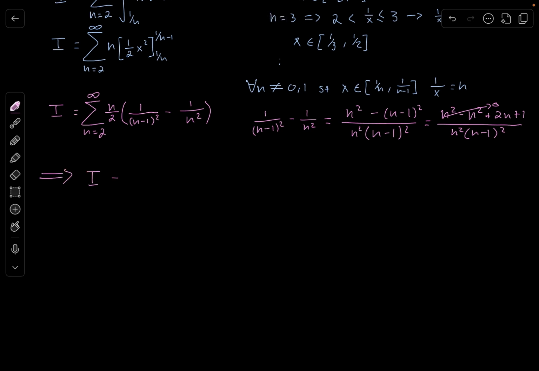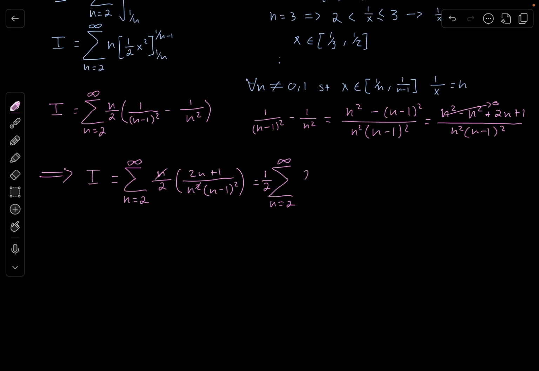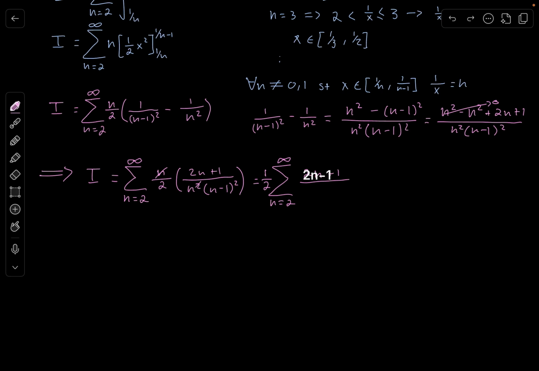So this implies we get I is equal to the sum from n equals 2 to infinity of n over 2 times 2n minus 1 all over n squared times n minus 1 squared, which is equal to the sum from n equals 2 to infinity of, these n's cancel out, so I'm going to pull that 1/2 out, so hold on, here we go, 1/2 times 2n minus 1 all over n times n minus 1 squared.